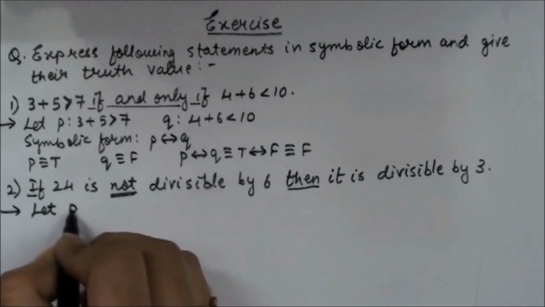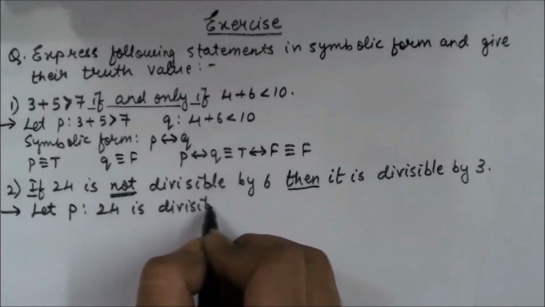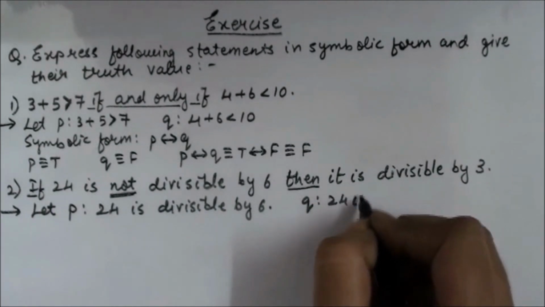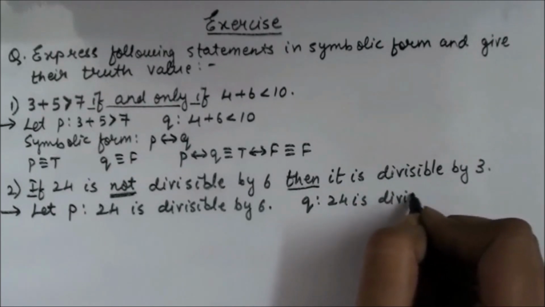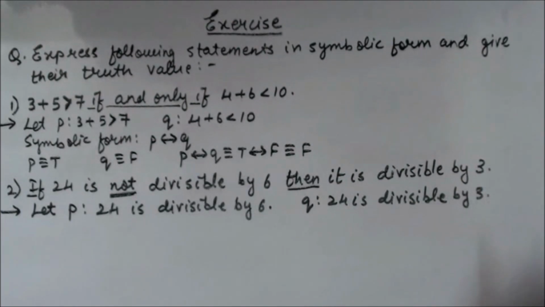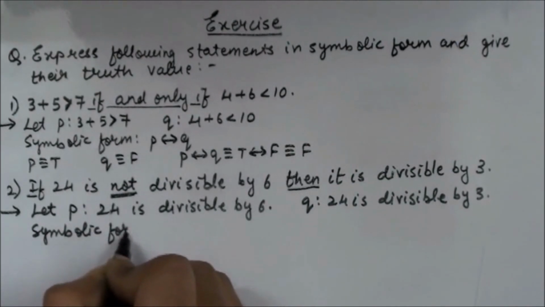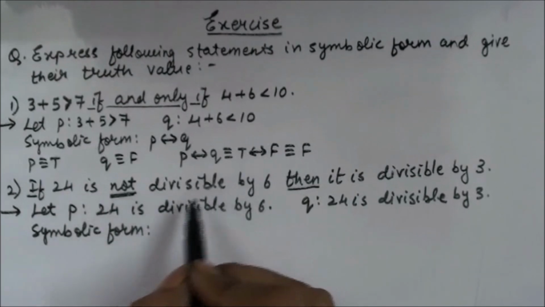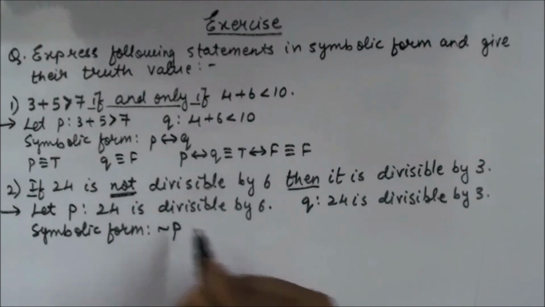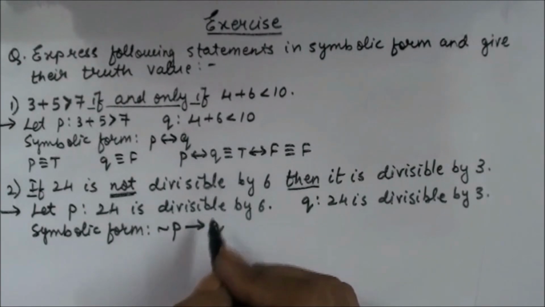So let the first statement P be 24 is divisible by 6. Second statement Q is 24 is divisible by 3. So the symbolic form will be: we have to produce the negation of statement P, which is 24 is not divisible by 6. So here negation of P and then implication. Negation P implies Q. This is the symbolic form of the statement.